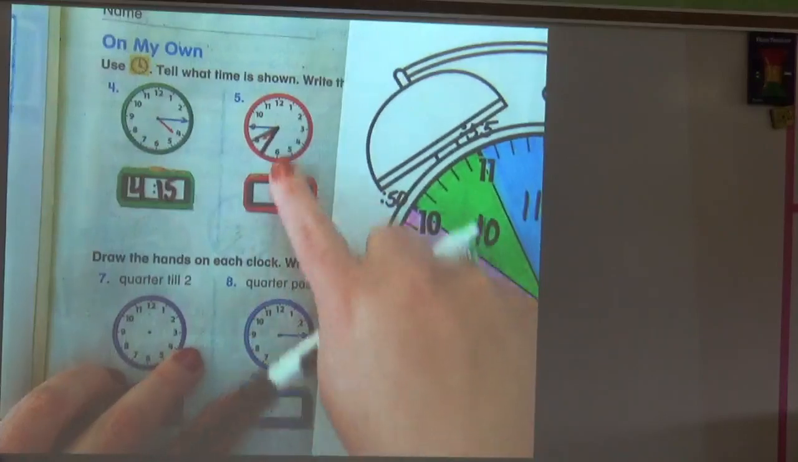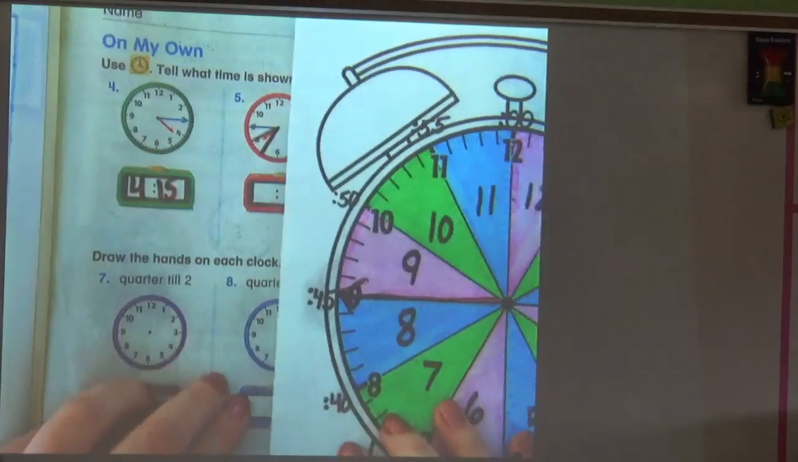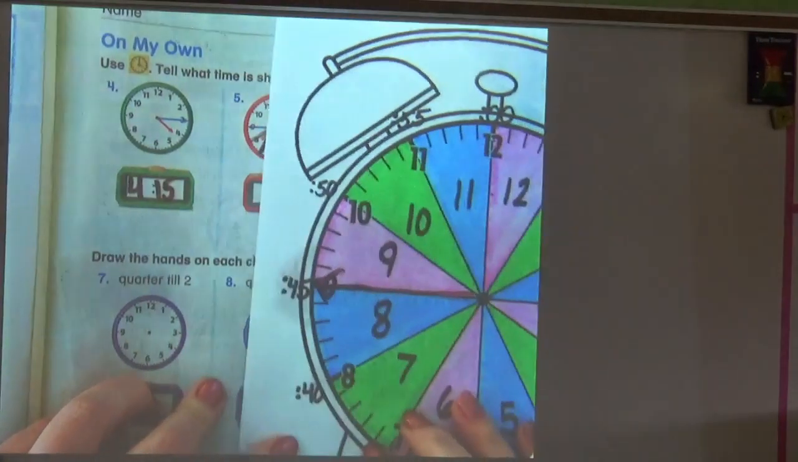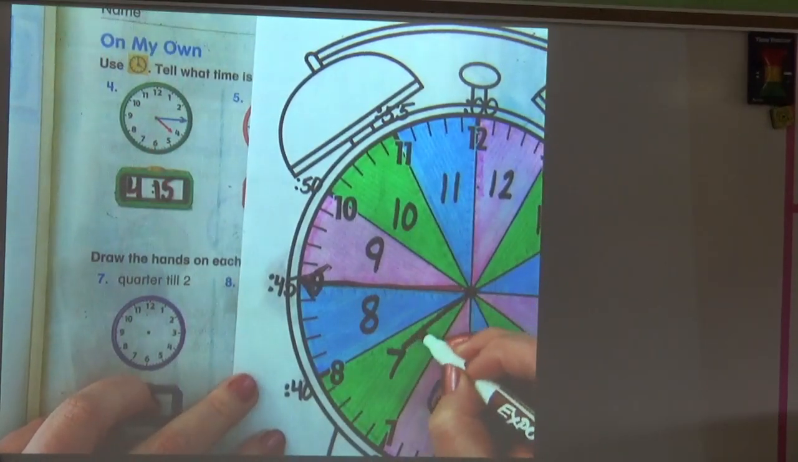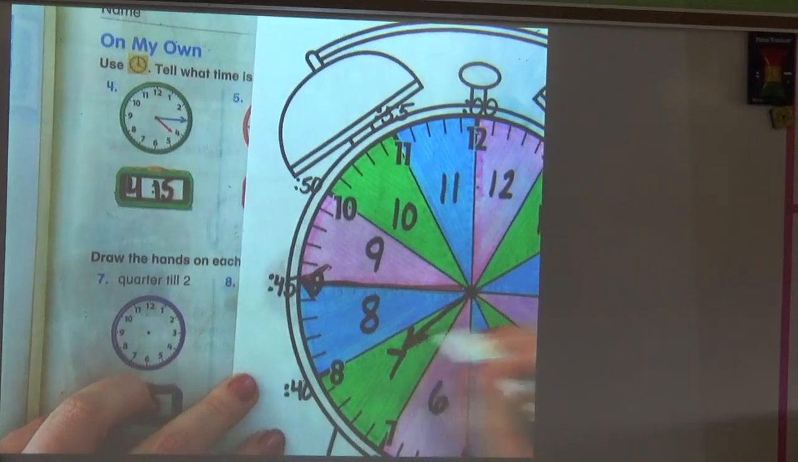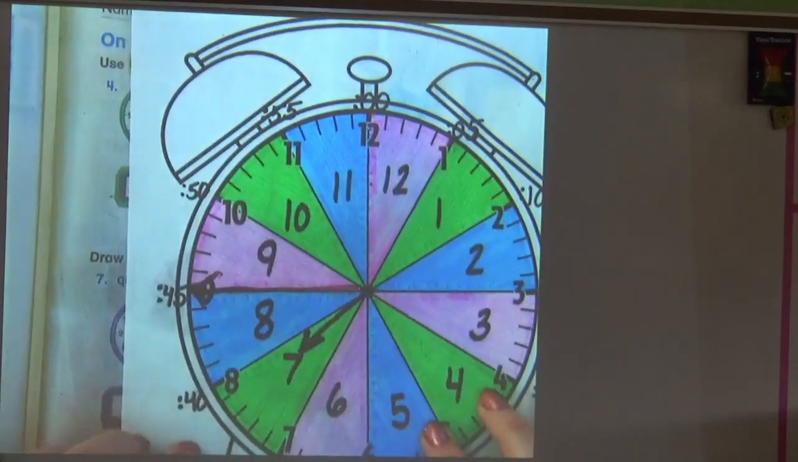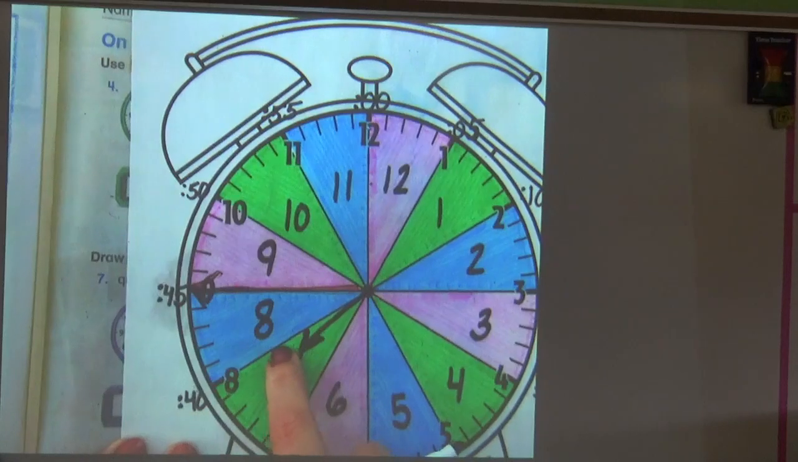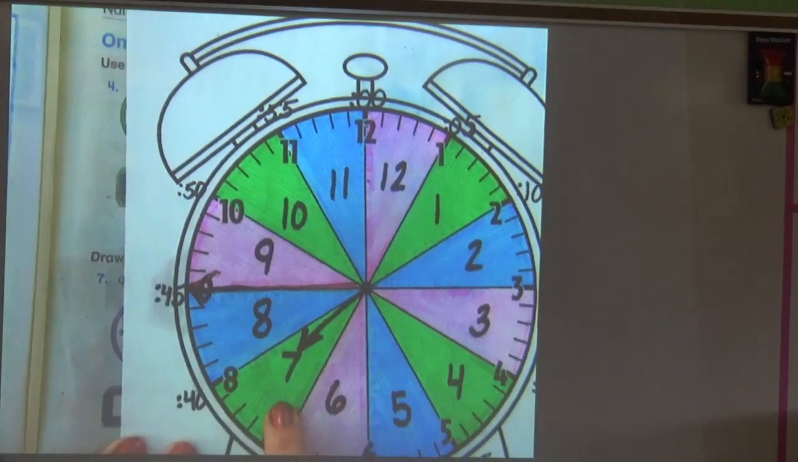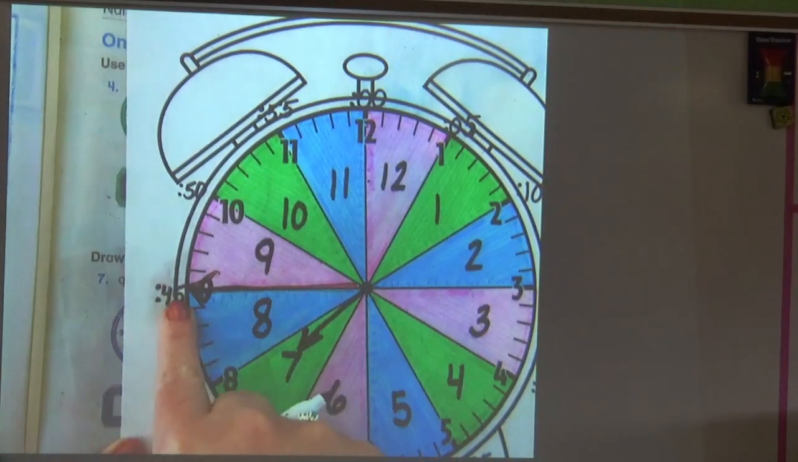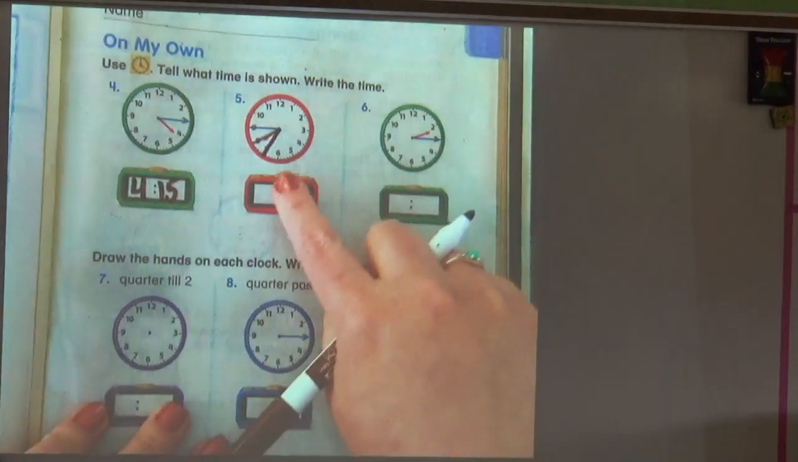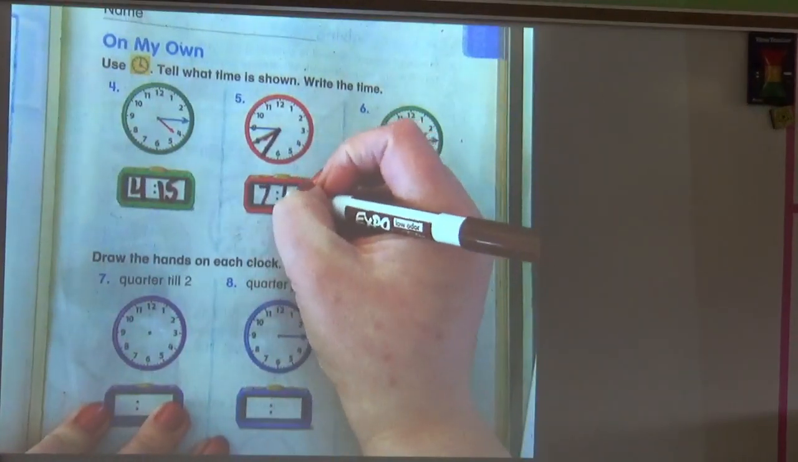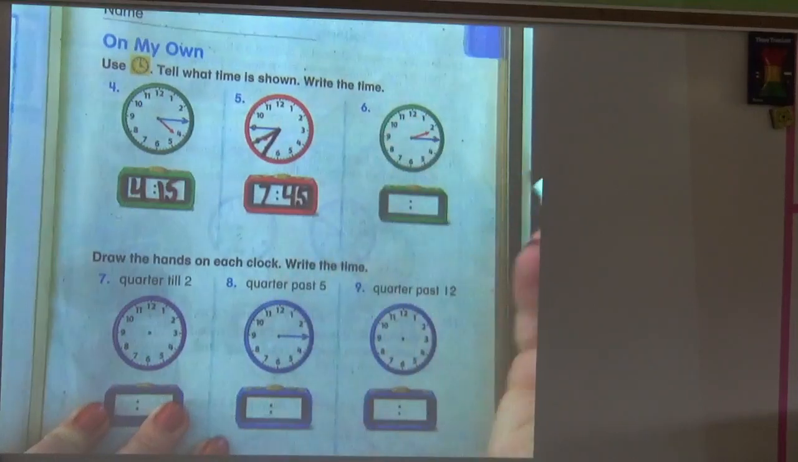And then if we look at our red clock, that hour hand is between the 7 and the 8, almost to the 8. So let's draw it almost to the 8, not quite on the 8. So if we look at our colorful clock, we can see that even though it's sneaking up on that 8 right there, it is still in the 7's room. So we know that our hour is 7 and our minutes are going to be 45. So we can tell that this clock is showing 7:45.